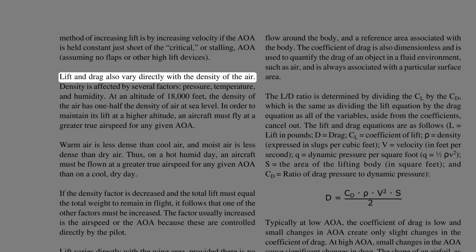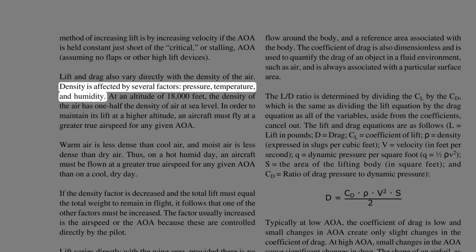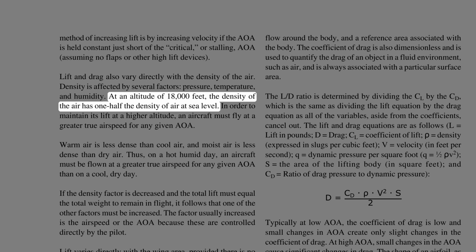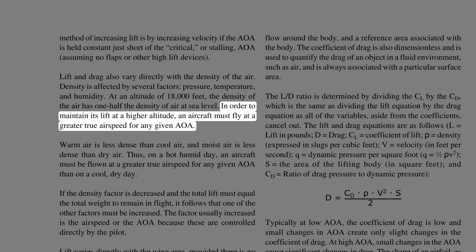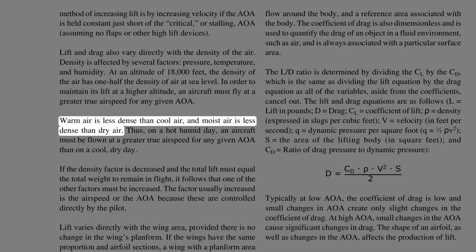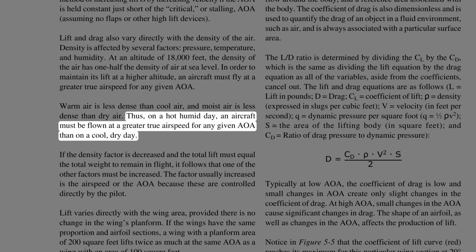Lift and drag also vary directly with the density of the air. Density is affected by several factors: pressure, temperature, and humidity. At an altitude of 18,000 feet, the air has 1/2 the density of air at sea level. In order to maintain its lift at a higher altitude, an aircraft must fly at a greater true airspeed for any given AOA. Warm air is less dense than cool air, and moist air is less dense than dry air. Thus, on a hot humid day, an aircraft must be flown at a greater true airspeed for any given AOA than on a cool, dry day.